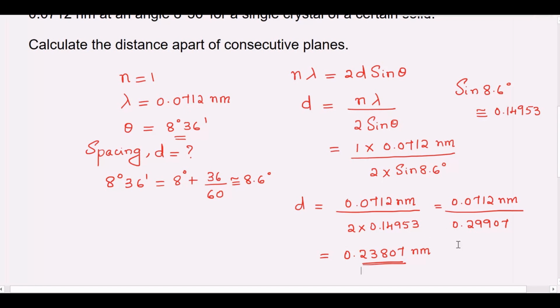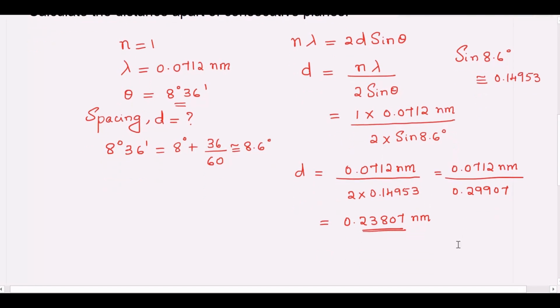So this is how we can calculate the spacing between the consecutive planes. If you want to express the same in angstrom, we know that 1 angstrom is equal to 10 to the power of minus 10 meters. So this is also equal to 2.3807 angstrom. So we have the Bragg's equation n lambda equals 2d sine theta. From the equation you can calculate the spacing between the planes using d equals n lambda by 2 sine theta. So substituting the values we will get the answer.